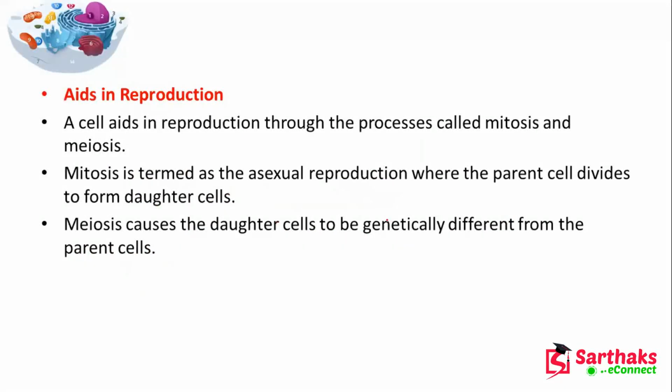Now, the cell aids in reproduction. Mitosis and meiosis are the two methods by which we can create the daughter cell from the parent cell. Mitosis is asexual reproduction, where the parent cell divides to form the daughter cell, whereas meiosis causes the daughter cells to be genetically different from the parent cell. So the cell aids in reproduction through the process of mitosis or meiosis.